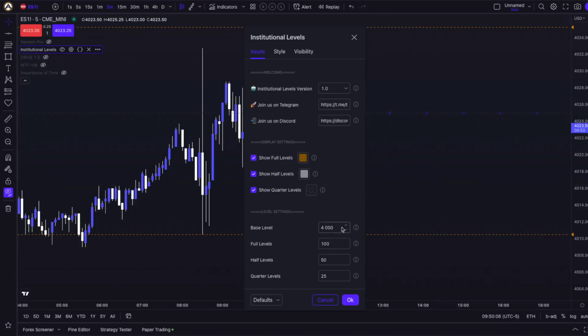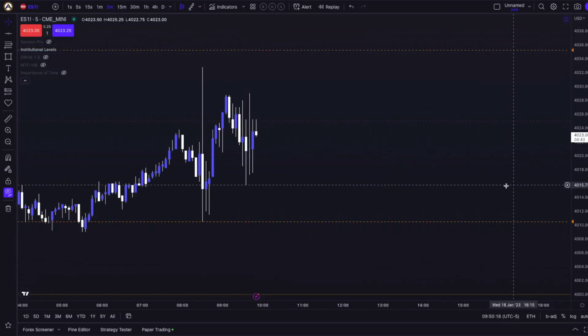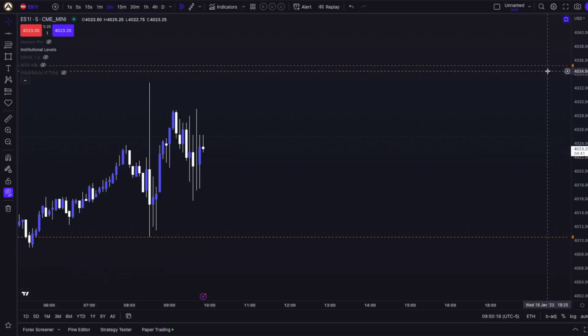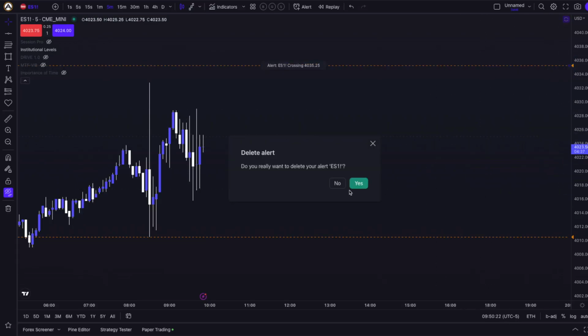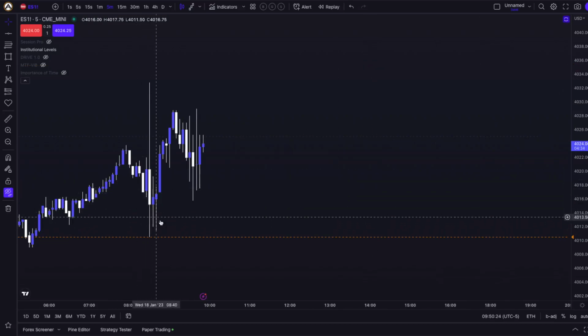And now this is going to be used as our bias level. Now we're going to create 4 levels for every 100 handles, 50 handles and quarter handles, so 25. For example, if I'm getting rid of those alerts that have still been triggered since the 8:30 opening, so we're still inside of our 8:30 range, remove.